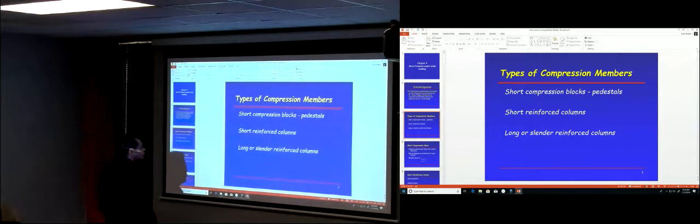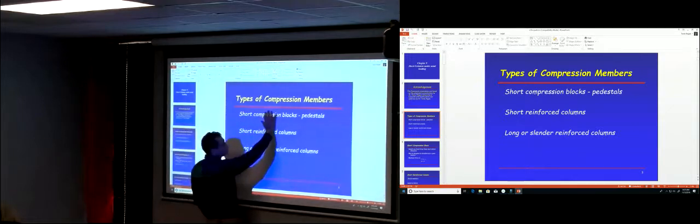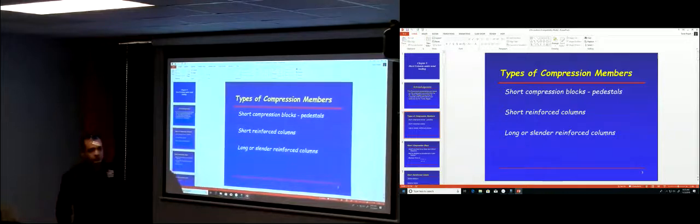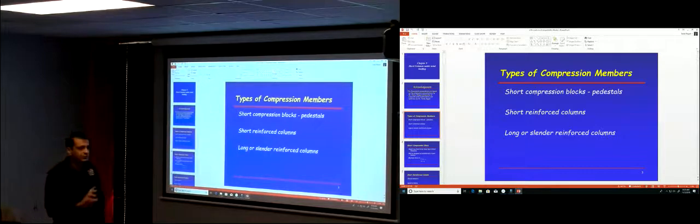For the very short, the short compression blocks, the ACI code allows you to just design it without any steel. If you don't need to provide any steel reinforcement, you can do that, if the concrete is enough to resist that. But it has to be very, very short.